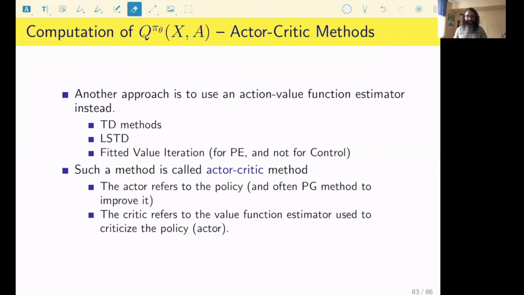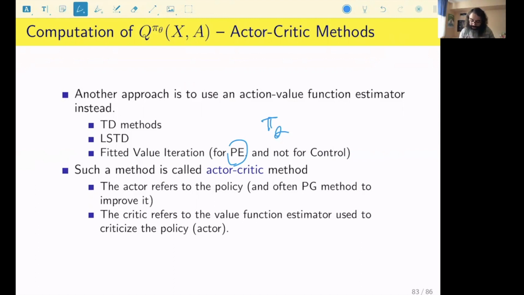So what can we do? We can do any method that you have learned, like different TD methods, LSTD method. We can use fitted value iteration or fitted Q iteration, but for policy evaluation. The way I presented it was for control, where we want to find the Q star, but we can use the fitted value iteration with a fixed policy pi theta. And then gradually we update it as we change the policy.